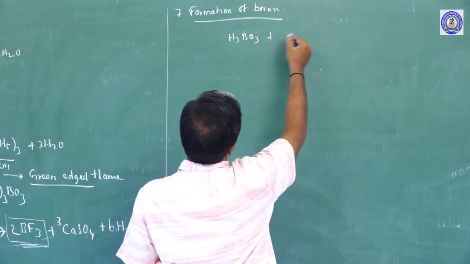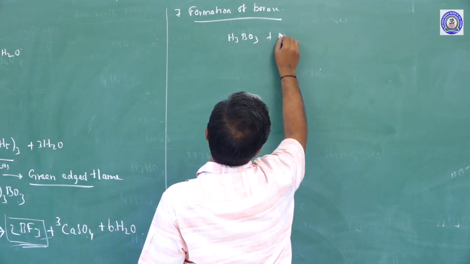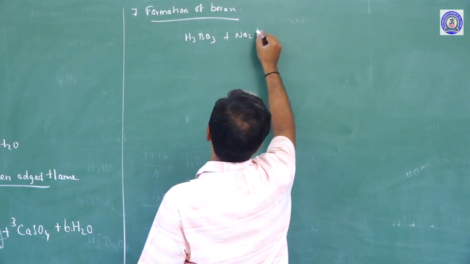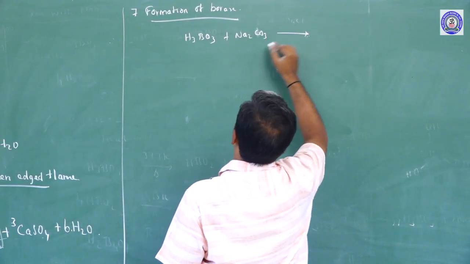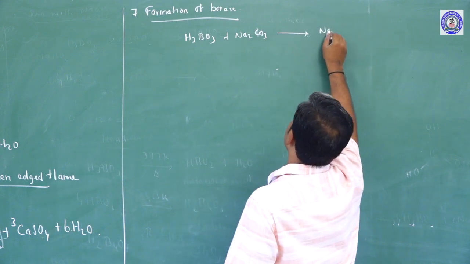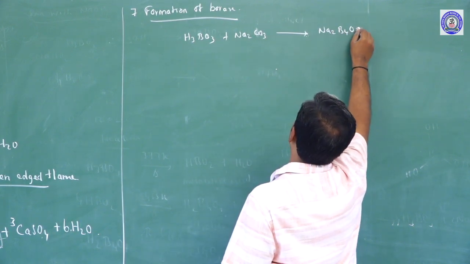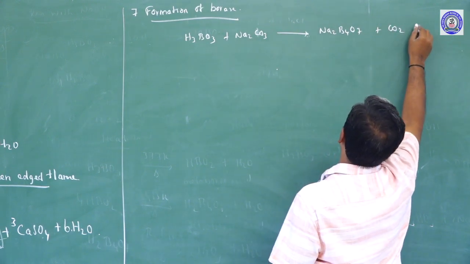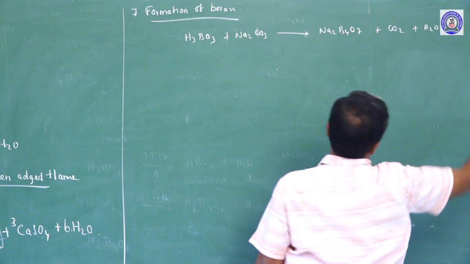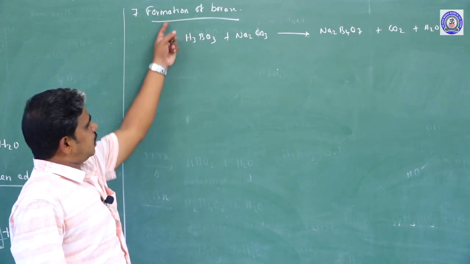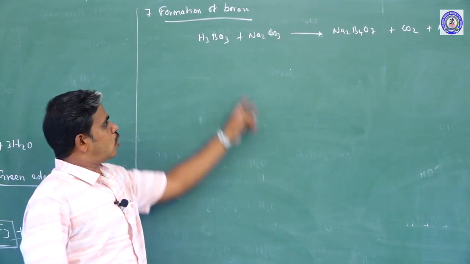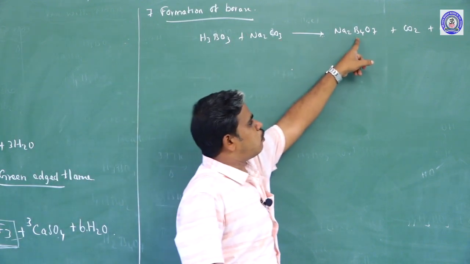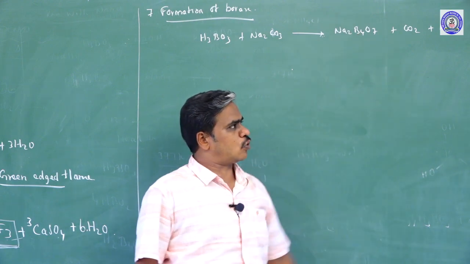Boric acid is treated with sodium carbonate, Na2CO3, that is soda ash, and we get Na2B4O7, carbon dioxide and water. So boric acid is treated with soda ash, or sodium carbonate, and gives borax, that is Na2B4O7.